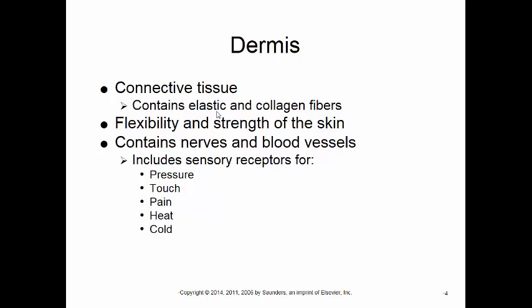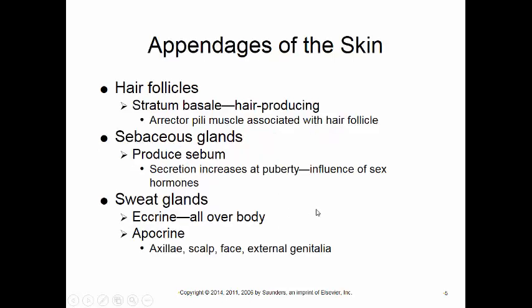The dermis does contain the nerves and blood vessels, and they're going to be where the sensory receptors are for the various different things like pressure, pain, touch, heat, hot, and cold. There are some components of the skin that we find in the dermis, and a lot of them go out into the epidermis, such as hair follicles, sebaceous glands, and sweat glands.